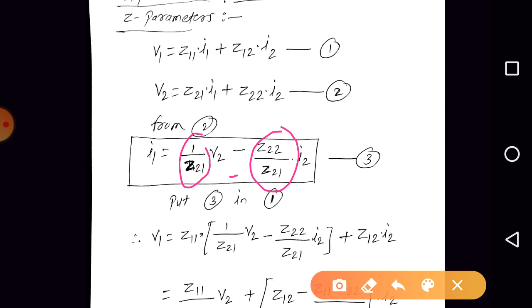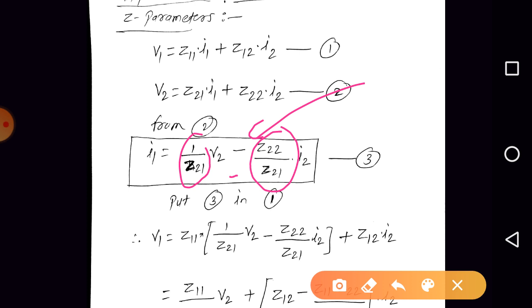Be careful, we need not consider this minus. Why? Because in the characteristic equation of ABCD parameters the minus term is already present, right? What is the expression? I1 is equal to CV2 minus DI2. So C is 1 by z21 and D is z22 by z21, right? Are you getting the point? Next, so this is about the C and D parameters.